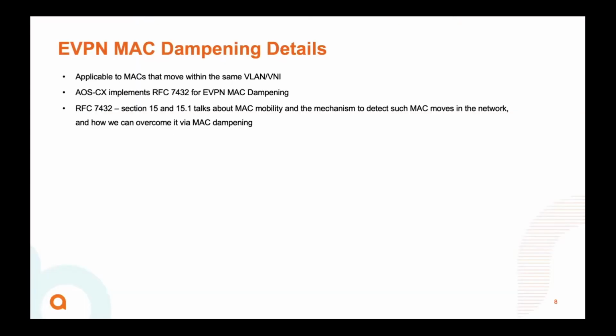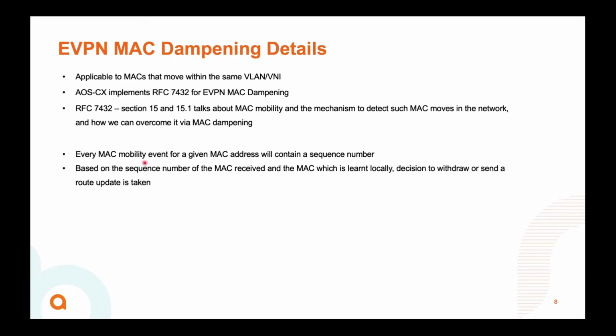Right, details. So basically, this MAC detection is on the same VLAN, same VNI. Right? It doesn't apply to L3 routing. It's only for bridging in the same VLAN or VNI. And AOS-CX follows this RFC for EVPN MAC dampening. If you look at this RFC, this section talks about MAC mobility and the mechanism to detect such MAC moves on the network and how you can overcome it via MAC dampening.